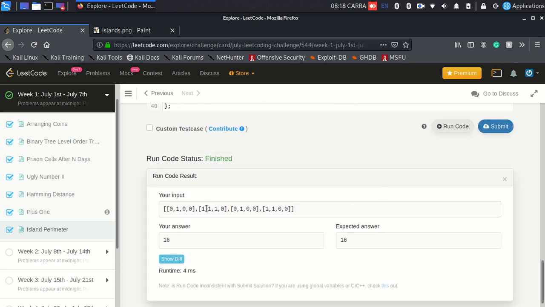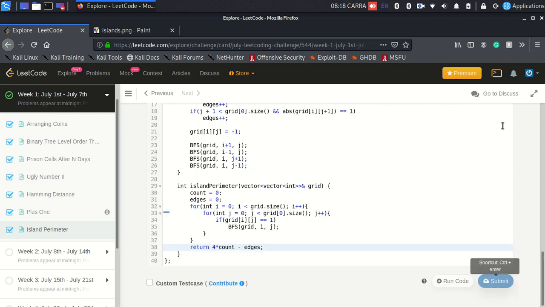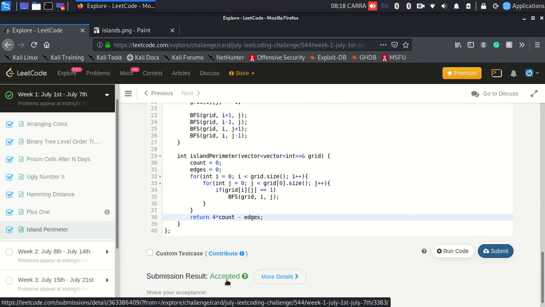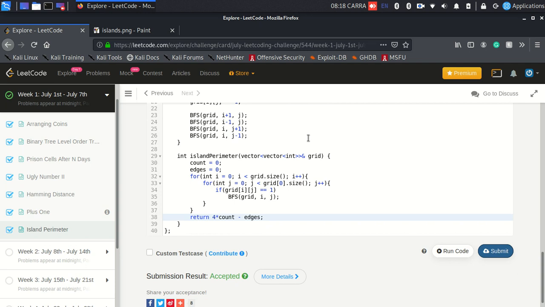Yeah, so it does well for this particular example. Let's go ahead and submit it, and it's accepted. Great. So this was all.